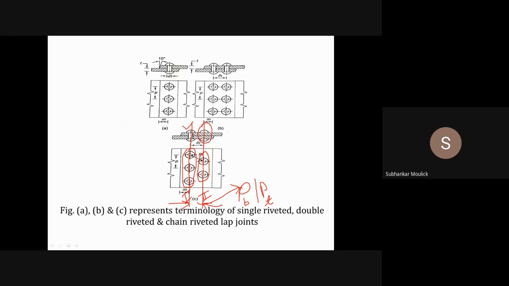Clear. Okay. Keep one thing in mind: in a single riveted lap joint or a single riveted butt joint, this transverse pitch or back pitch is not possible. They may give you four diagrams and ask you to identify the wrong diagram in which back pitch or transverse pitch is not present. If you know the concept, you can clearly answer it. Okay, let us move forward to the next terminology.